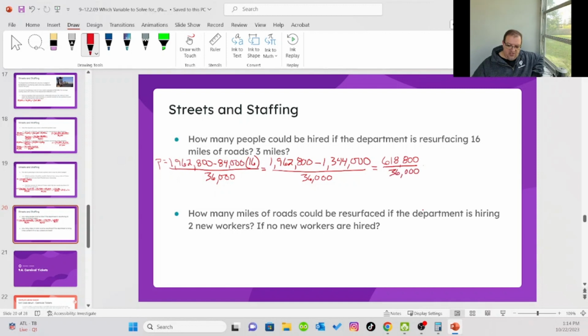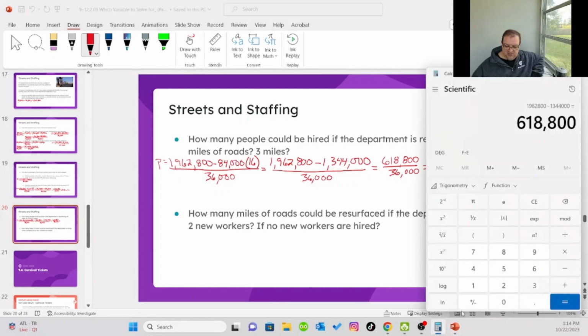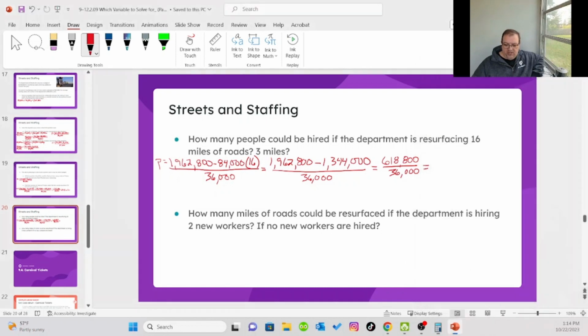Divide that by the 36,000 per person. Is approximately 17.2. But we cannot hire partial people. So we would have to round down to 17 people, as if we hired an 18th person, we would go over budget.